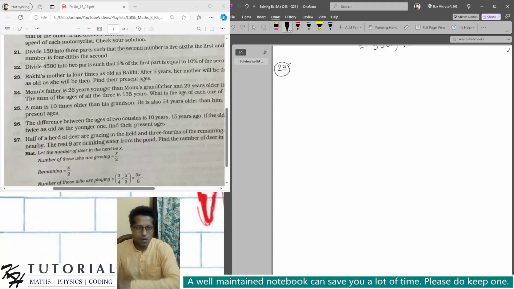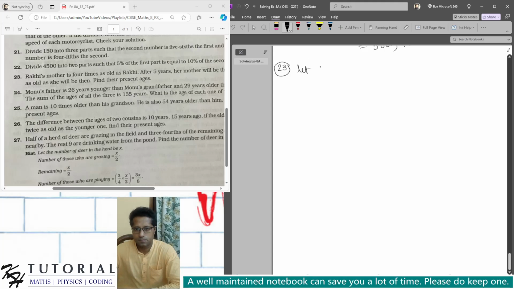Rakhi's mother is 4 times as old as Rakhi. Okay, so this is age related problems. These are very standard problems on age.